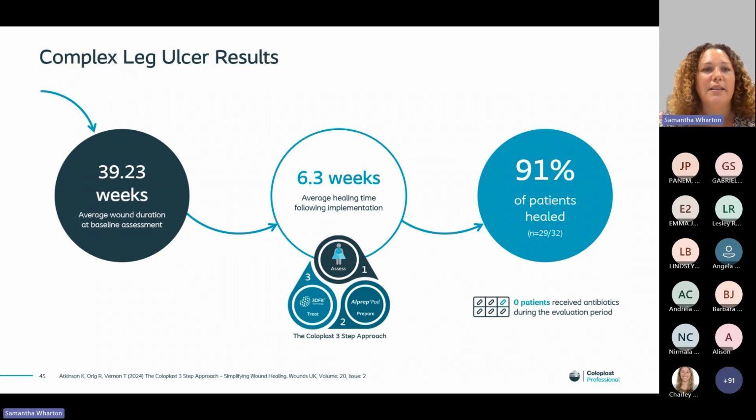And when we look at the complex leg ulcer results, they had the leg ulcers for an average of 39.23 weeks. And again, they were healed in 6.3 weeks using assess, prepare, treat, and 91% of the patients healed and nobody received antibiotics. So I think this is actually giving you that data and evidence to show that this framework really does get the results, and it is a simplified approach.